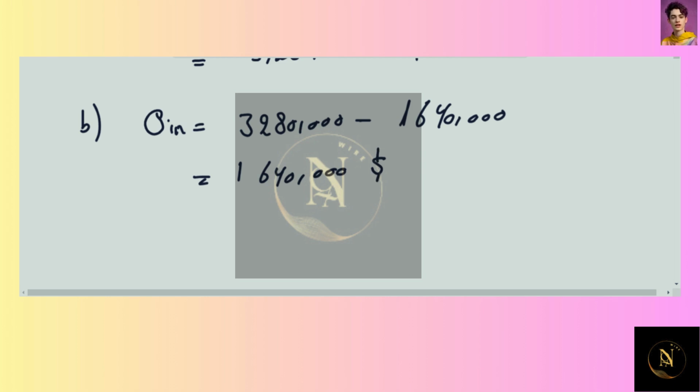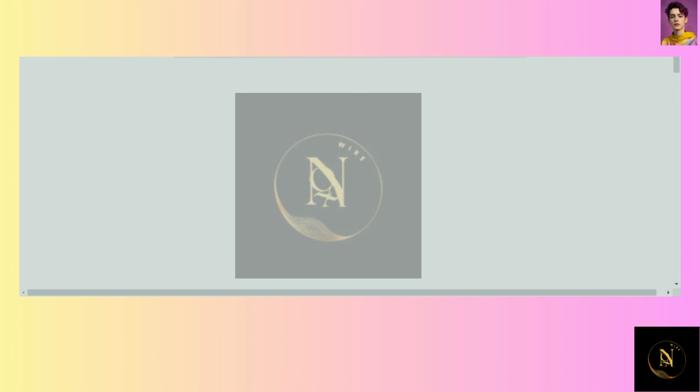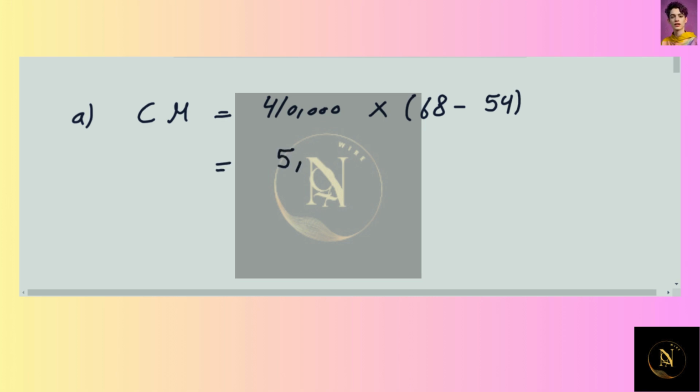Now in the second part, for part A, we need to determine the contribution margin again. So here the contribution margin is equal to the number of units sold, which is 410,000, times the contribution margin per unit, which is the selling price per unit minus the variable cost per unit. But here the variable cost is 54, not 60. So the contribution margin is equal to 5,740,000.